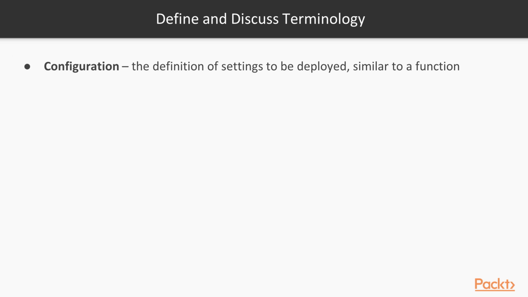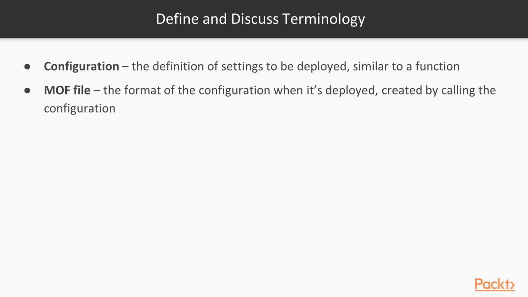The first is the term configuration. When I say configuration, I'm talking about writing out a description of what I want the system to be configured as. This configuration will be a PS1 file, but it's very similar to a function in the way that it uses a keyword at the beginning. Instead of calling it a function, we're going to call it configuration. Once we run that configuration, just in the same way that you would run a function, it creates a MOF file. And that MOF file is what we will use to deploy those settings to a server.